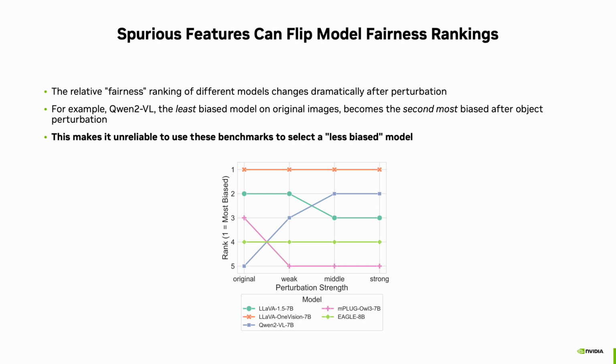Finally, these spurious features can completely flip how we rank models in terms of fairness. This graph shows bias rankings under increasing object perturbations. Look at the blue line, Qwen2-VL. It starts as the least biased but quickly becomes one of the most biased. This shows that current benchmarks cannot reliably tell which model is fairer.